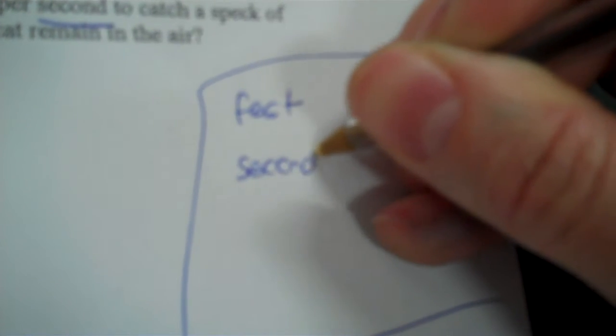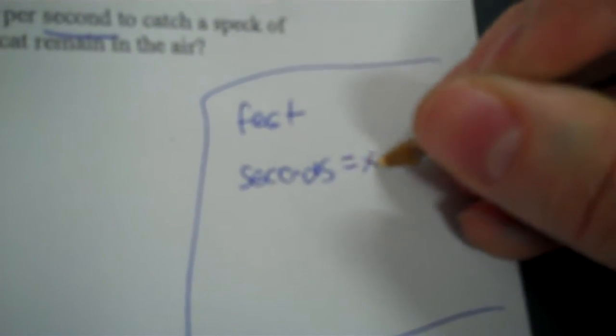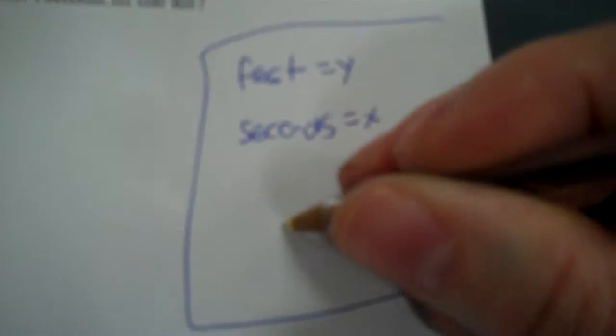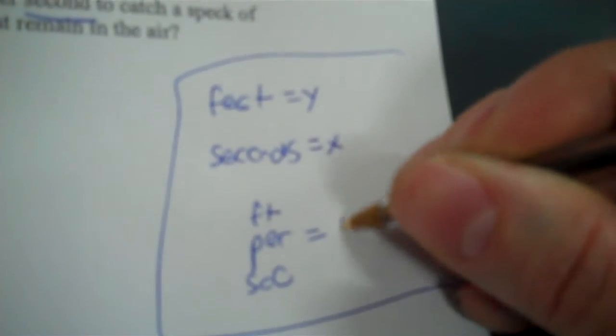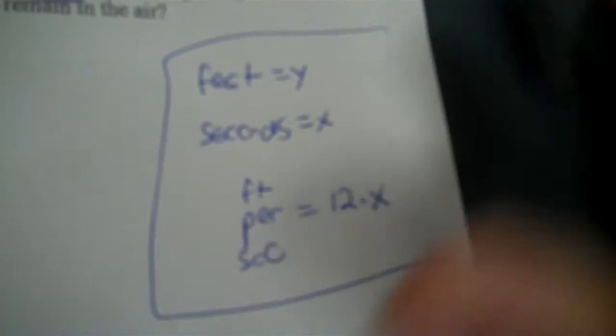We have feet and seconds. We'll always be finding the seconds here. So we've done this before, okay? So you got feet and seconds. So seconds is x, that's your time, feet is y. Now the feet per second is quite apparent, that's 12, but it's not the constant, it's an initial.